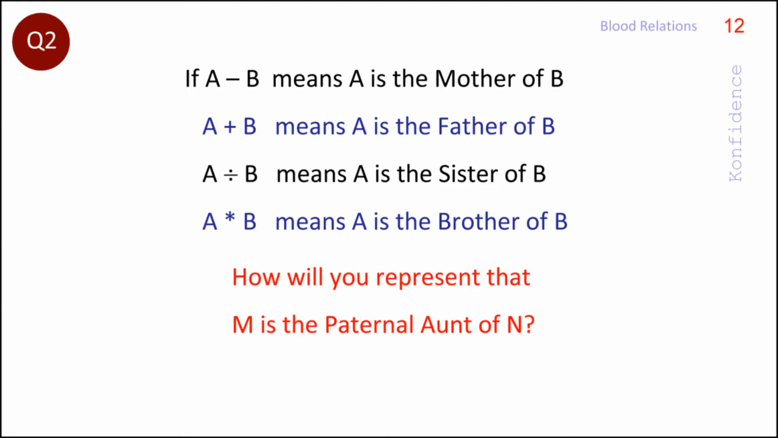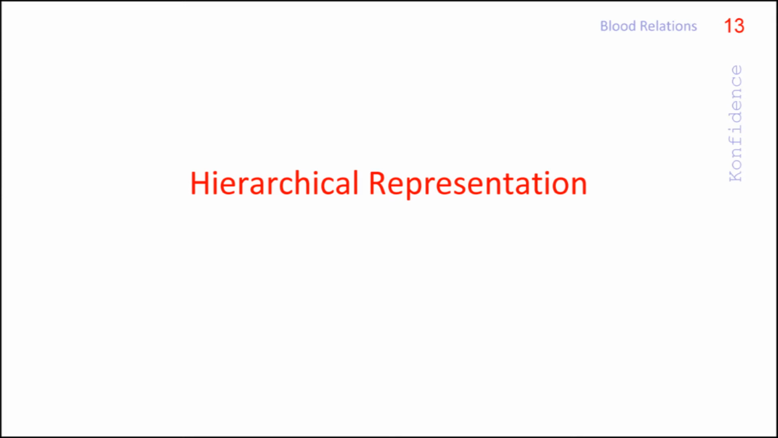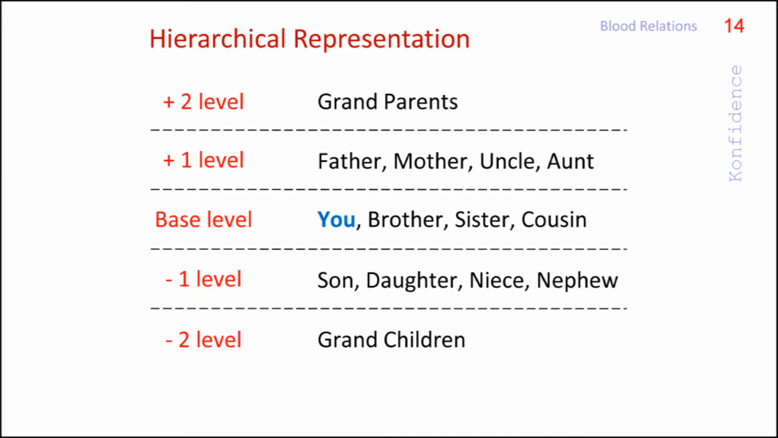First, let us learn the common relationships and the ways to express them when solving these puzzles. When we work with these situations, certain conventions and notations would come in handy. While representing the people involved in the relationships mentioned, it would be good to use a hierarchical arrangement, with grandparents at the top and grandchildren at the bottom. From any person's perspective, we can have two levels above and two levels below, as shown in the slide.